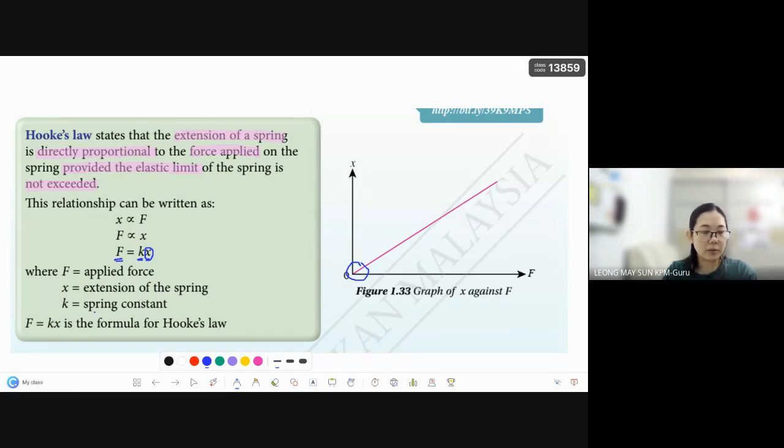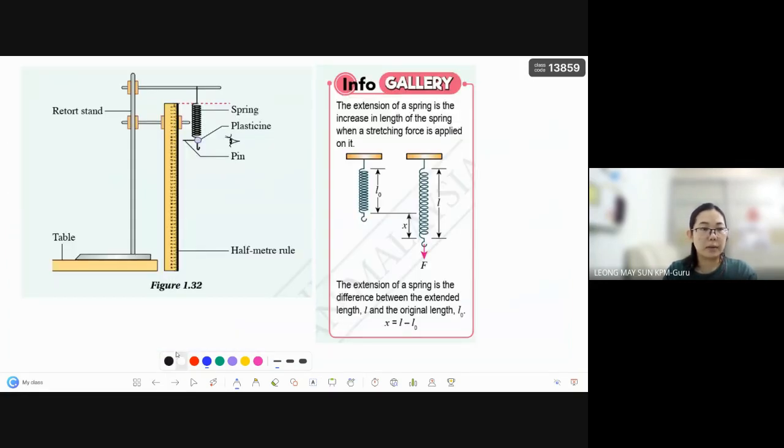And please do take note, this spring constant has a lot of meanings that we will discuss today. So I hope this definition of Hooke's law you can catch up so far. Now, this is the experiment that we have in the textbook that we will carry out in the school lab when we get back to school.